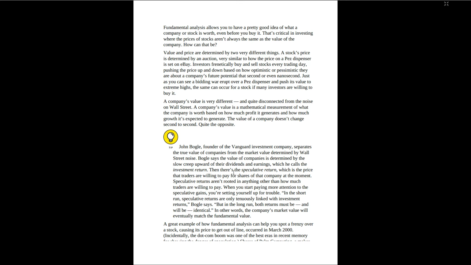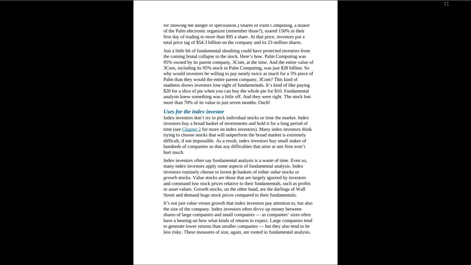A great example of how fundamental analysis can help you is a frenzy over a stock causing its price to get out of line, which occurred in March 2000. Palm Computing shares soared 150% in their first day of trading to more than $95 a share. At that price, investors put a total price tag of $54.3 billion on the company and its 23 million shares. Just a little bit of fundamental sleuthing could have protected investors from the coming collapse in the stock.